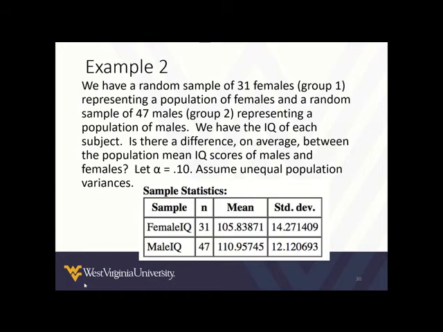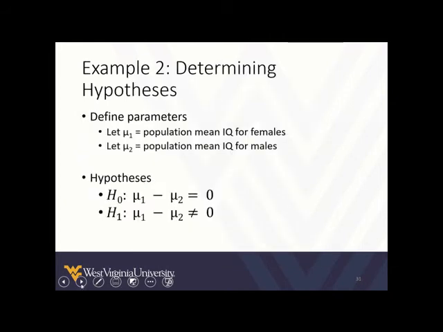Looking at our sample statistics, once again, we can see that our standard deviations are of the sample, and so this brings us down to case two or three. We were told to assume unequal population variances, and so therefore, we need to assume case three, where we have unequal population variances and known sample standard deviations or sample variances.